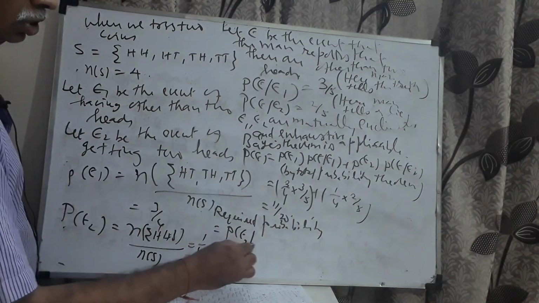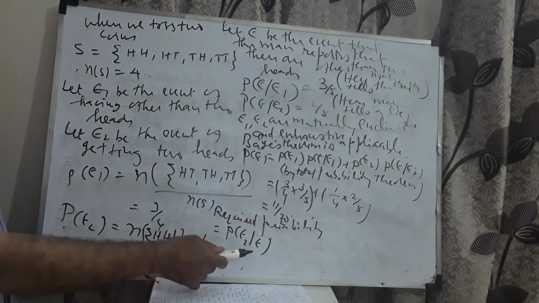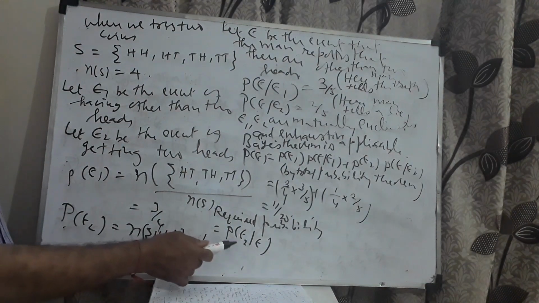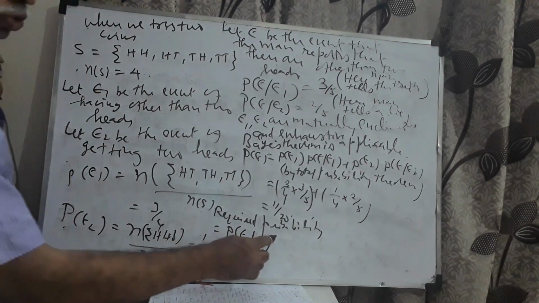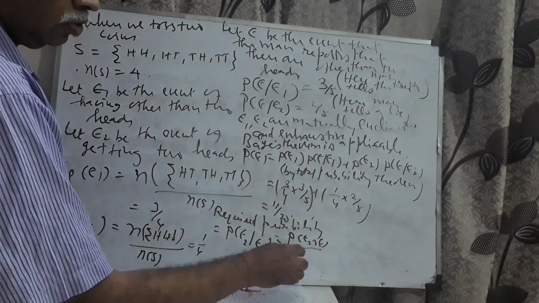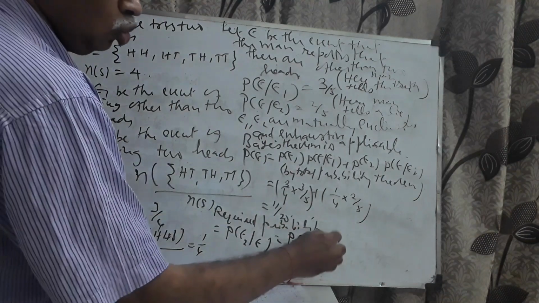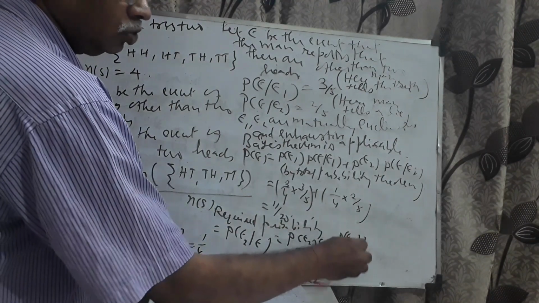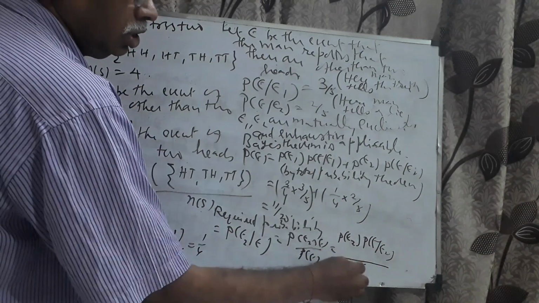P(E2|E). He reports that there are other than two heads. Now I mean to say there are exactly two heads. That is what I am supposed to find. This is nothing but P(E2 ∩ E)/P(E) by the definition of conditional probability. The numerator can be written as P(E2)·P(E|E2), divided by P(E).